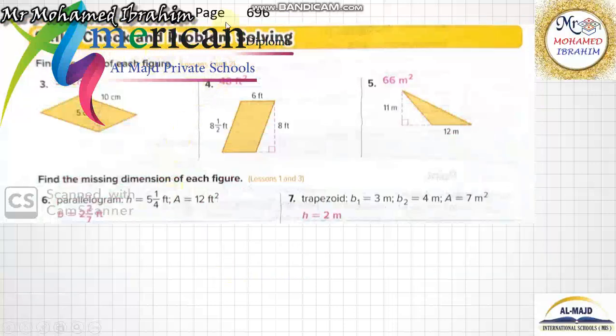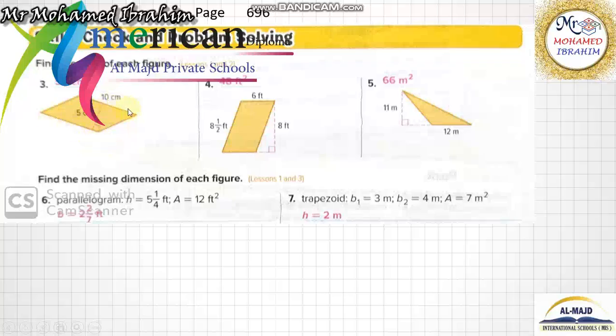At the same page, 696, number 3. Find the area of each figure. How do we find the area of this shape? First of all, this is a parallelogram. Any parallelogram's area equal base length times the height. And you must be sure that the height must be perpendicular over the base you choose. This is the height and it's perpendicular over this base.